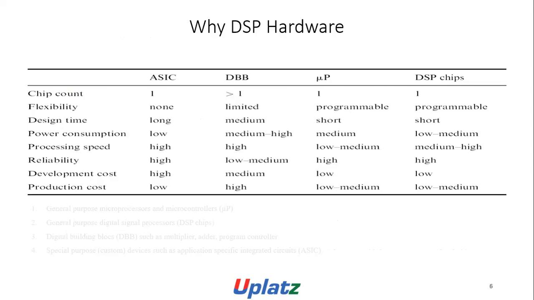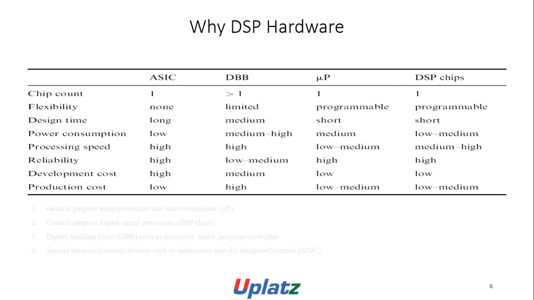Why DSP hardware? We compare ASIC, DBB, microprocessor, and DSP chips. If you take chip count, it is 1 for ASIC, greater than 1 for DBB, 1 for microprocessor, and 1 for DSP chip. Programmability is none in ASIC, limited in DBB, and programmable in microprocessor and DSP chips. Design time is long in ASIC, medium in DBB, and short in microprocessor and DSP chip.